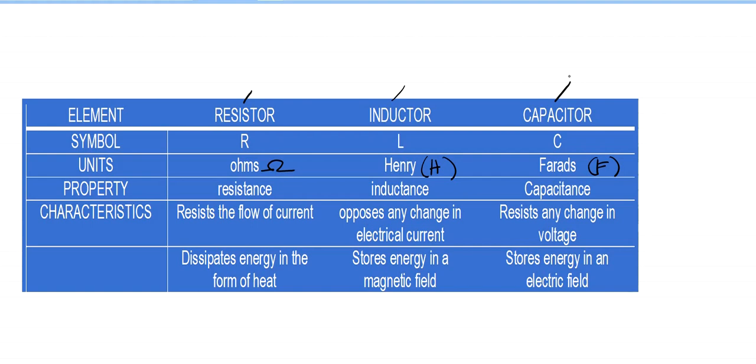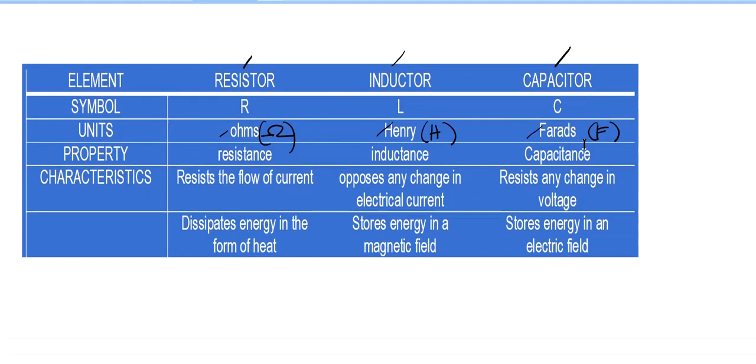Okay, so the symbol for resistor is R, for inductor we use L, and for capacitors we use C. The units are ohms for resistors, henries for inductors, and farads for capacitors. The symbol for ohms is this Greek letter, the henry is just the letter H, and farads is the letter F.